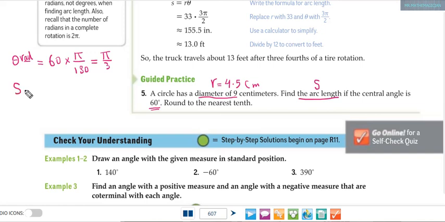So S equals R theta, or theta times R, the same. The R is 4.5, or 9 over 2, the same. Let's say 9 over 2 multiplied by pi over 3. You can cancel the 9 with the 3, and this will give you 3 over 2 pi as an exact value. They are saying round to the nearest tenth, so this is approximately 3 over 2 pi, which is about 4.7 to the nearest tenth.